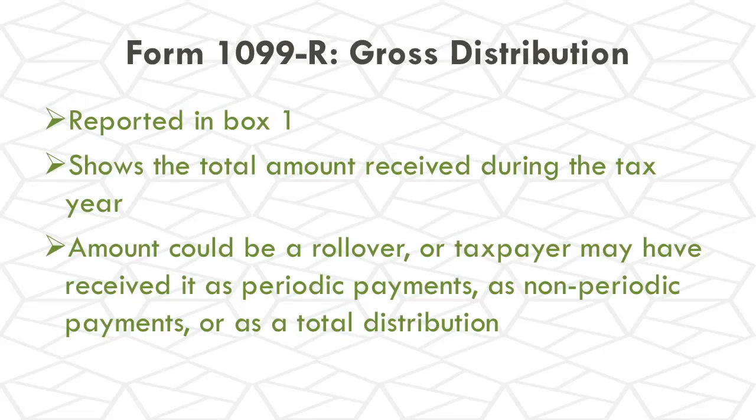It could be that a taxpayer may have received the distribution as periodic payments throughout the year, or it could have been that they got them non-periodically. They could have withdrawn from their retirement account at certain times. Or it could be that this amount is a total distribution, so it closed out a retirement account. It was a one-time payment that they received from the retirement account to close it out.